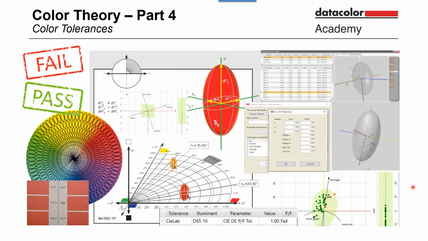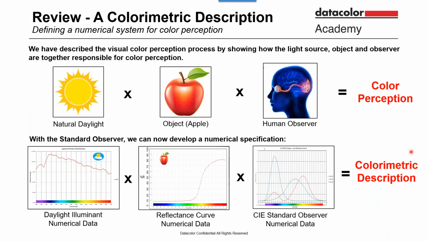Today, we're going to talk about color tolerances. Let's get started. We'll have a quick review. In some of the last sessions, we talked about the colorimetric description, whereas visually we use the light source and the object and a human observer to get a color perception. We also then talked about a colorimetric description, where we actually do this numerically, where we have our illuminant data, we have a reflectance curve, which is the object, and then we have our standard observer functions that give us a colorimetric description.